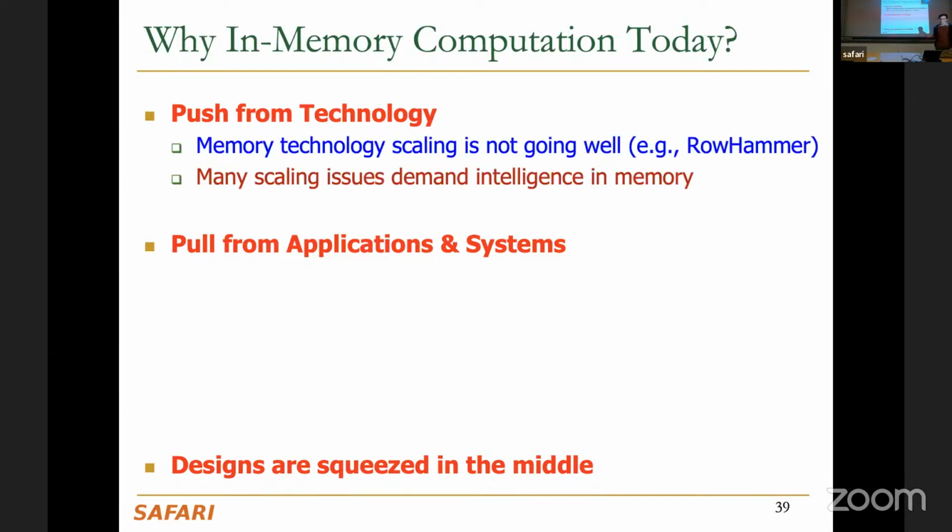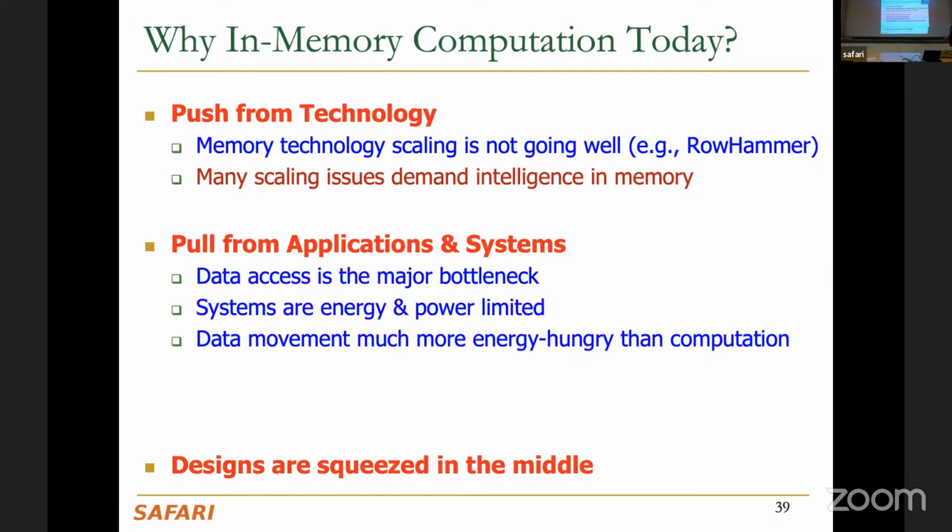From technology, what we see is that it was really necessary to make some changes and improvements to the memory system in order to make it more efficient. Why? Because for years the memory system has shown scaling limitations. Memory technology scaling is not going well. And as you scale memory, more and more problems start to appear. A good example of that is the RowHammer phenomenon. You might have heard of RowHammer. And so solving these scaling issues demands more intelligence in memory, or designing more efficient and intelligent memories.